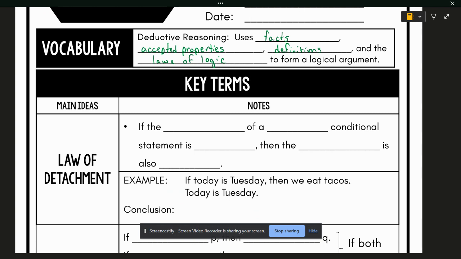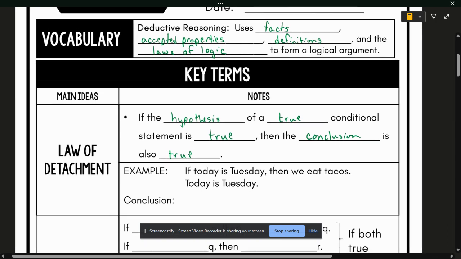The law of detachment says that if the hypothesis of a true conditional statement is true, then the conclusion is also true. So going back to my rainy day example, here's another one. If today is Tuesday, then we will eat tacos. Today is Tuesday, therefore we will eat tacos. So that's your conclusion.